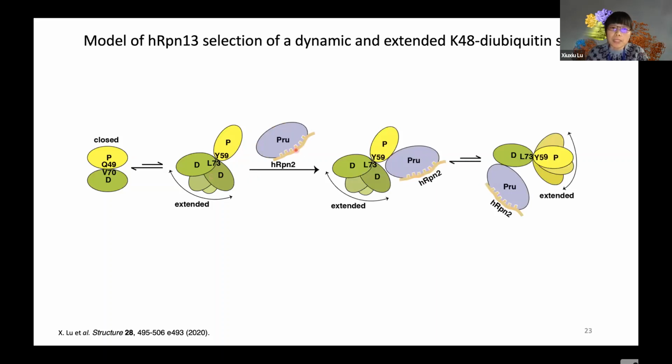RPN2-bound RPN13 will shift the equilibrium by binding to proximal or distal ubiquitin, but with preference for proximal ubiquitin. Here we can see RPN2-bound RPN13 can exchange dynamically with each ubiquitin. This also happens with other ubiquitin receptors. So maybe the dynamic nature of ubiquitin receptors binding to ubiquitinated substrates may aid in orienting ubiquitinated substrates for downstream processing, including deubiquitination by deubiquitinase and offloading by ATPase.